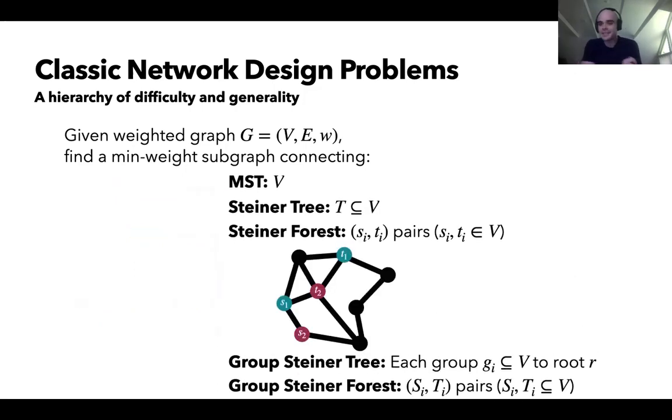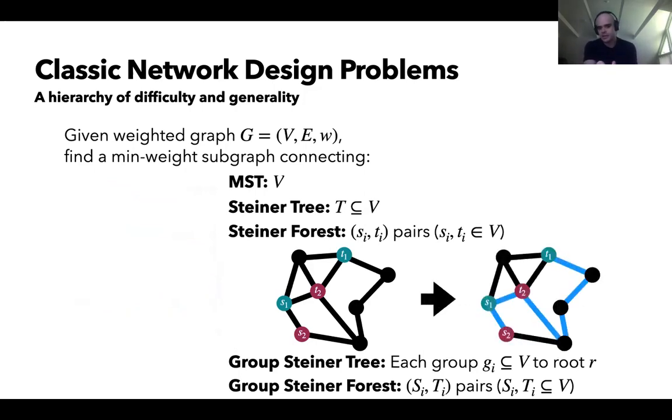All right, so what exactly these problems are won't be super important for my talk, but I'm going to use Steiner forest as my running example. So let me be very clear about what Steiner forest is. In Steiner forest, again, you're given some weighted graph and you're looking for some minimum weight subgraph. Here you want to find a minimum weight subgraph that connects a bunch of specified pairs. You might imagine you're given one pair S1 and T1 and another pair S2 and T2, and you want to find a subgraph so that S1 is connected to T1 and S2 is connected to T2. For example, this blue solution is a feasible solution for this Steiner forest instance, as is this other blue solution.